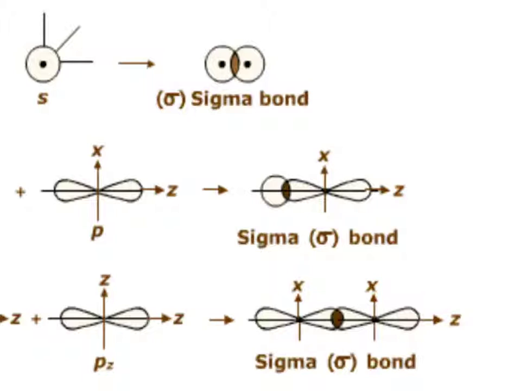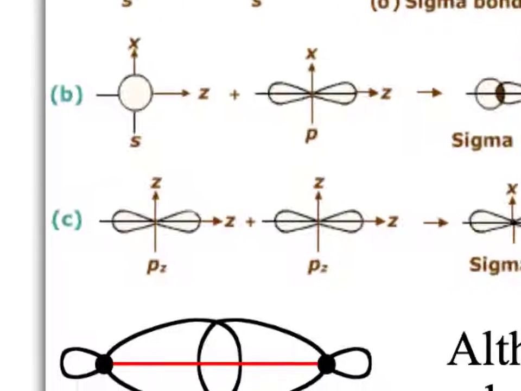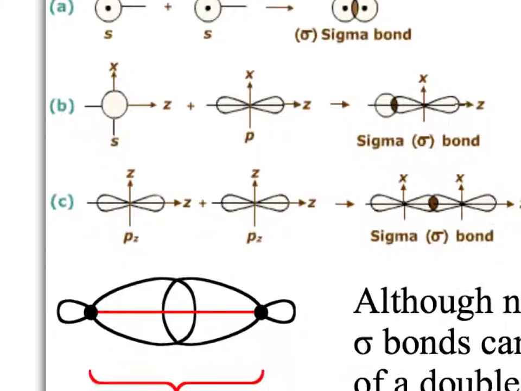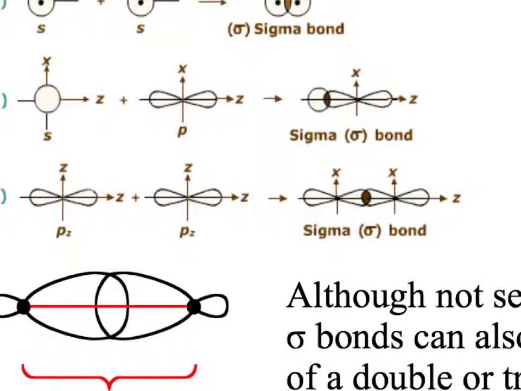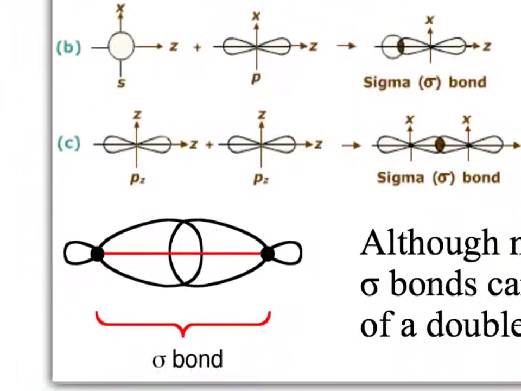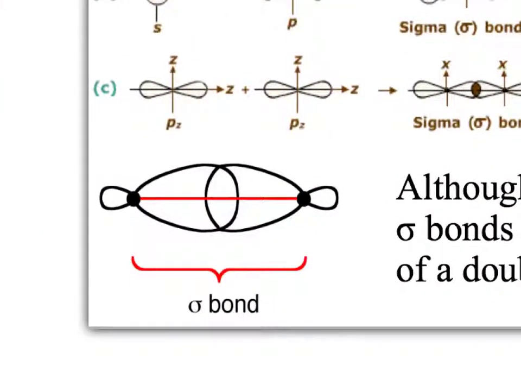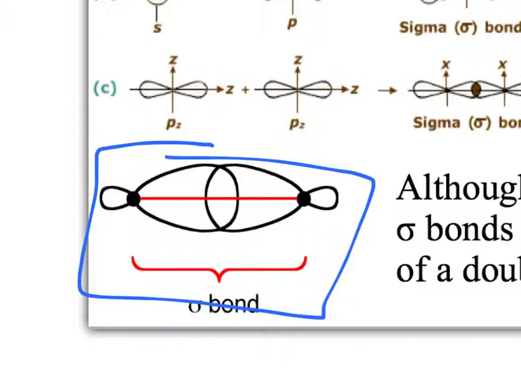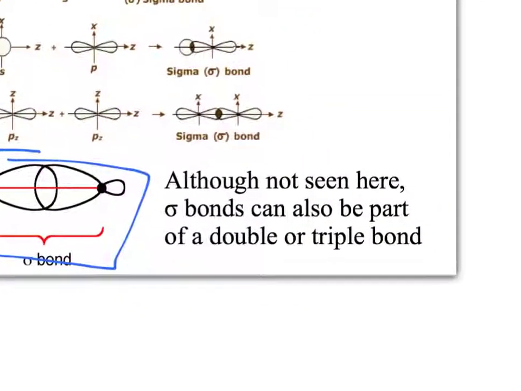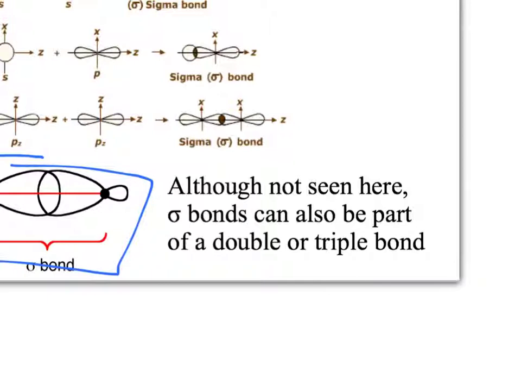And I could also have the direct overlap of some p orbitals here. And here would be a p orbital to p orbital overlap, and we get another sigma bond. Now the case that we were looking at earlier, my sp3 hybridized carbon, would be this example right down here. That is another sigma bond formed by the overlap of the sp3 hybridized orbitals. So although not seen here, sigma bonds can also be part of a double or a triple bond, which we'll see very soon.